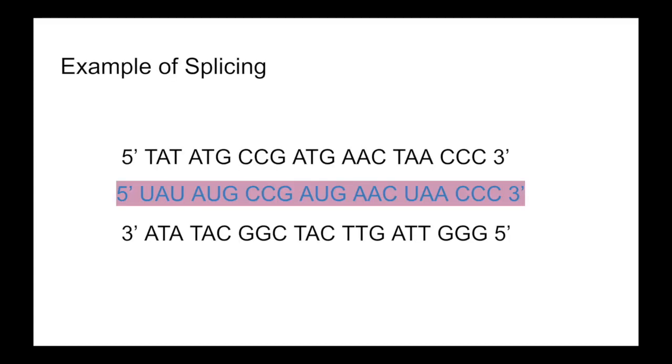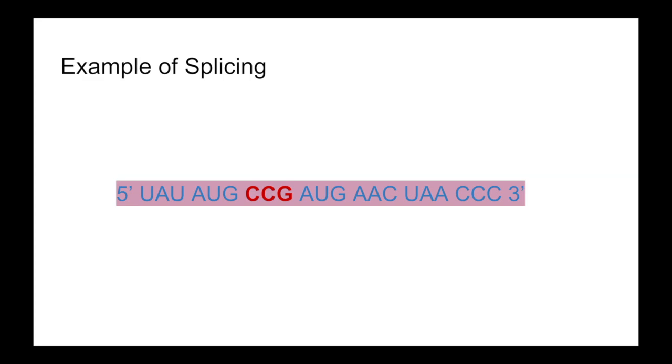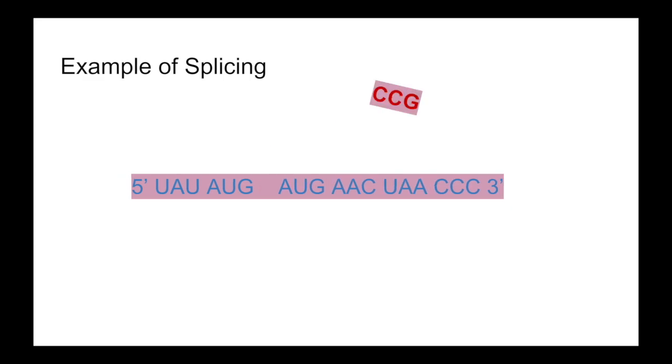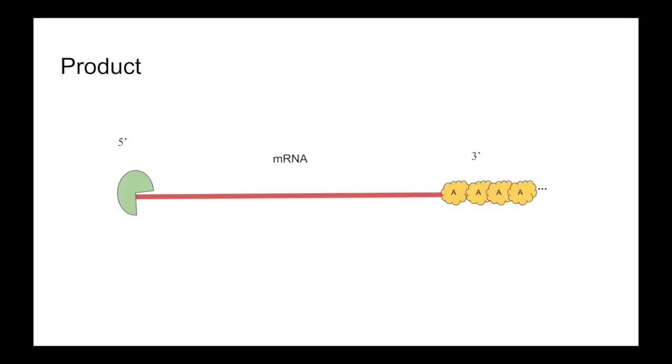Example of splicing. Using the pre-mRNA we made in the example of elongation, we can also do an example of splicing. The red bolded regions are introns. All we need to do is cut the introns out and join the exons together, and boom, we have our mature mRNA. The product of transcription is mature mRNA, which is ready to move on to translation.